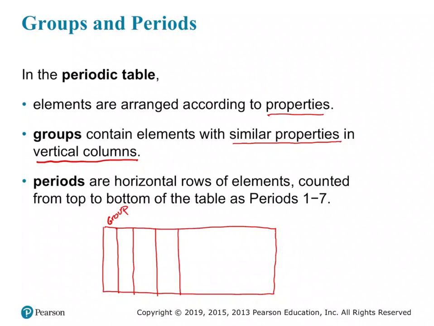And then periods are horizontal rows of elements. So if we were to draw some rows here, we would call each of those a period. And there are actually 7 periods. So if we number from top to bottom, we would have periods 1 through 7.